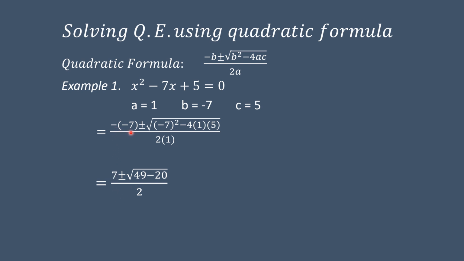Negative times negative 7 is positive 7, plus and minus the square root of negative 7 squared, which is positive 49, and negative 4 times 1 times 5 is negative 20. Then over 2 times 1, which is 2. So we have here the result: 7 plus and minus the square root of 29, over 2.